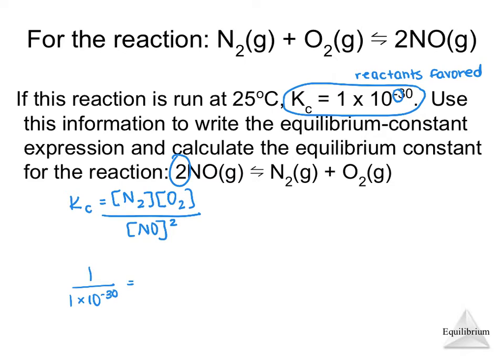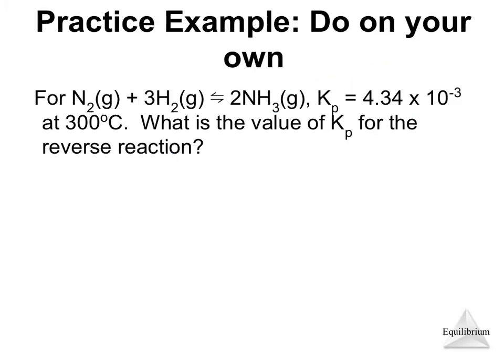Now, if in the forward reaction the reactants are favored, I would assume that if we flip the reaction, the products should be favored. So I'm expecting this to be a number greater than 1. And it is much greater: 1 times 10 to the 30th, meaning it is product favored now. Okay, so that's one way that we can change the equilibrium constant.